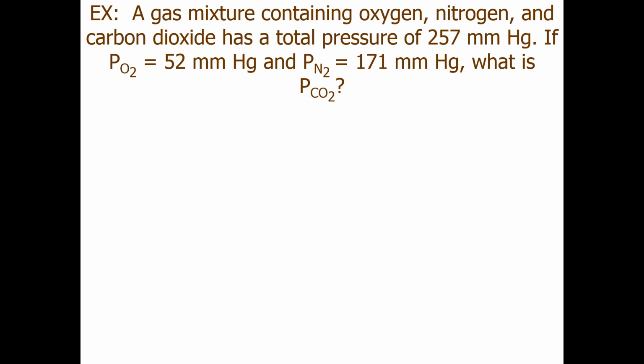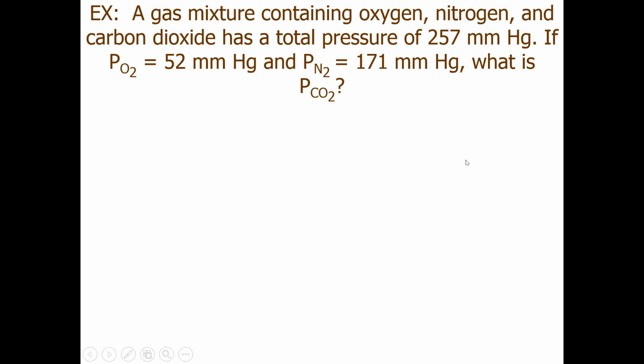So in this problem, we have a gas mixture. It contains oxygen, nitrogen, and carbon dioxide, and it has a total pressure of 257 mmHg. And then it has all these other numbers, this PO2, PN2, and it's asking what PCO2 means. Each of these three values represents a partial pressure. And basically what a partial pressure is, it's a part of the total pressure.